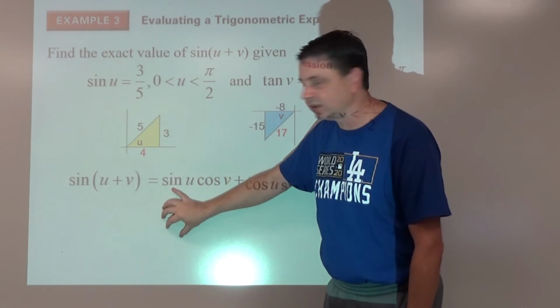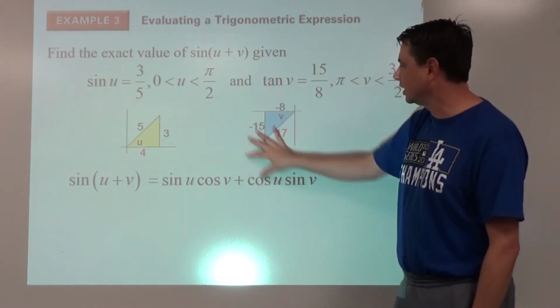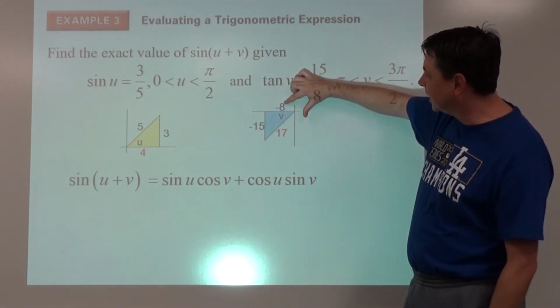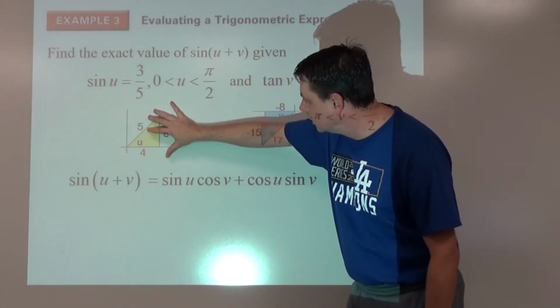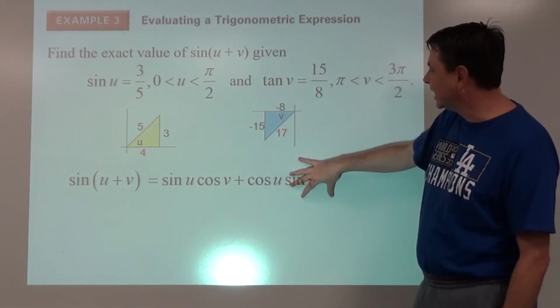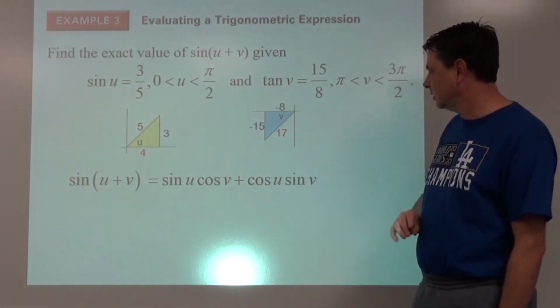It's 3/5 times. Now we go over here. Cosine, negative 8 over 17. Plus cosine u, 4 over 5. Sine v, negative 15 over 17.